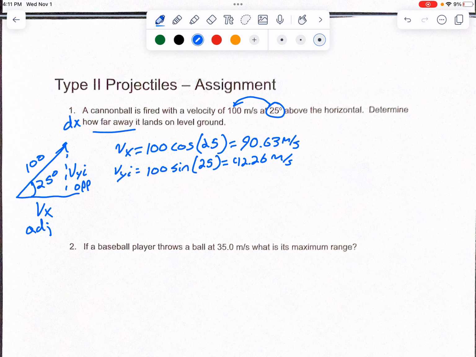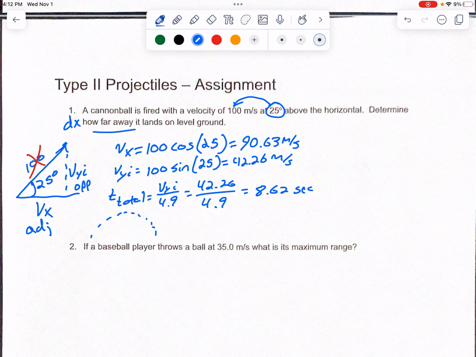So got those velocities. Once I break those into 2 pieces, I will never use that 100 again. So that thing's gone. Whenever you break it down into Vx and Vy, just go ahead and mark it off. It's already done. Now, total time. For T total, remember we'll give you this equation. It's Vyi divided by 4.9. You're going to take that 42.26, divide it by 4.9, and you get 8.62 seconds. Now that is the total time, from launch all the way to the top and all the way back down. That's called your hang time.